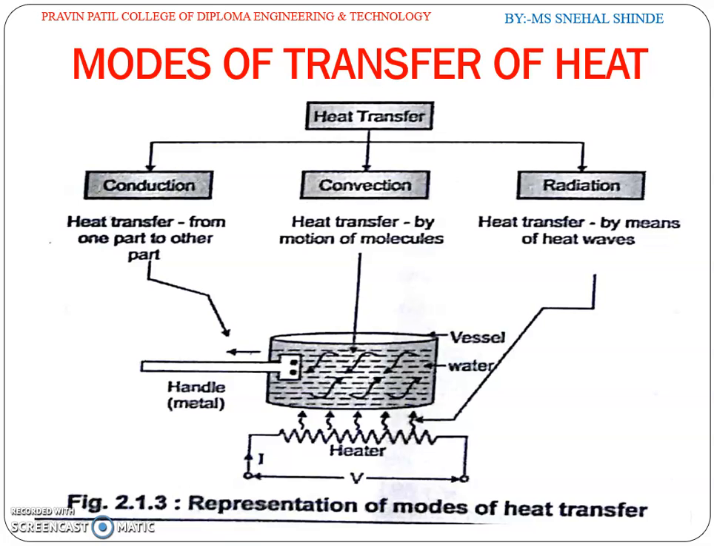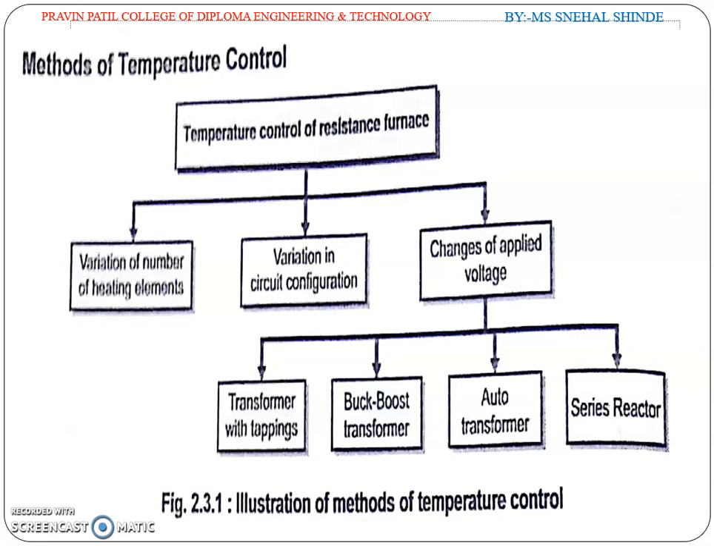So in this video, we will study methods of temperature control of the heating element. The temperature control of the heating resistance furnace is divided into three. First is the variation of number of heating elements. Second is the variation in circuit configuration. Third is the changes of applied voltage.